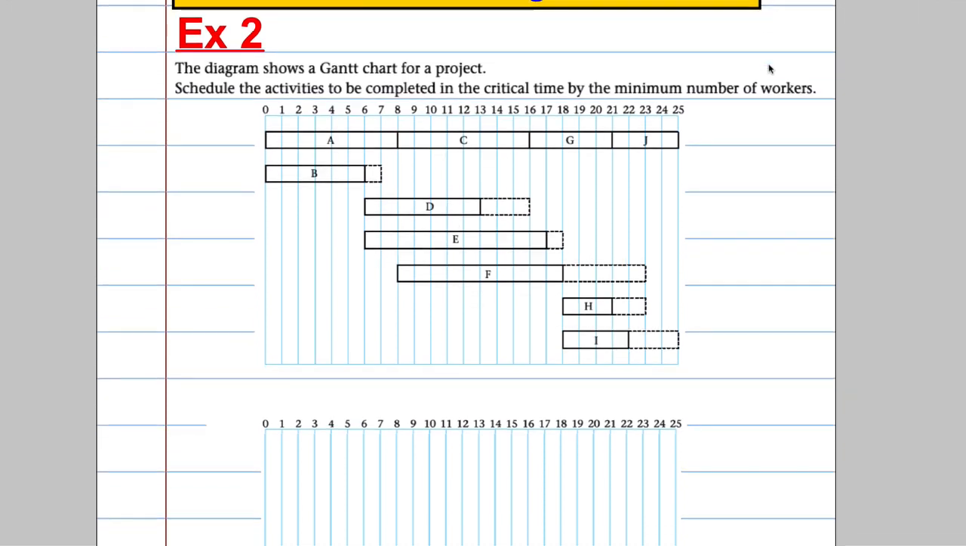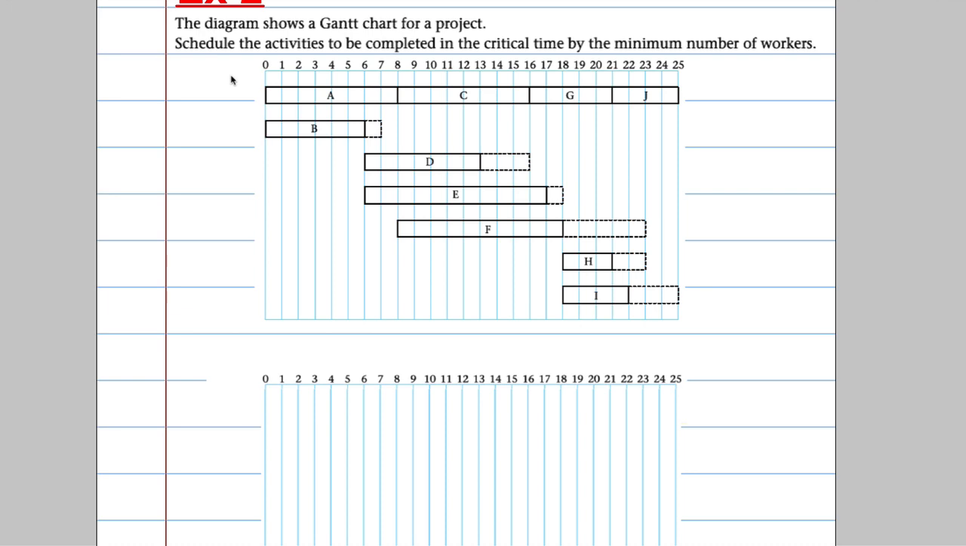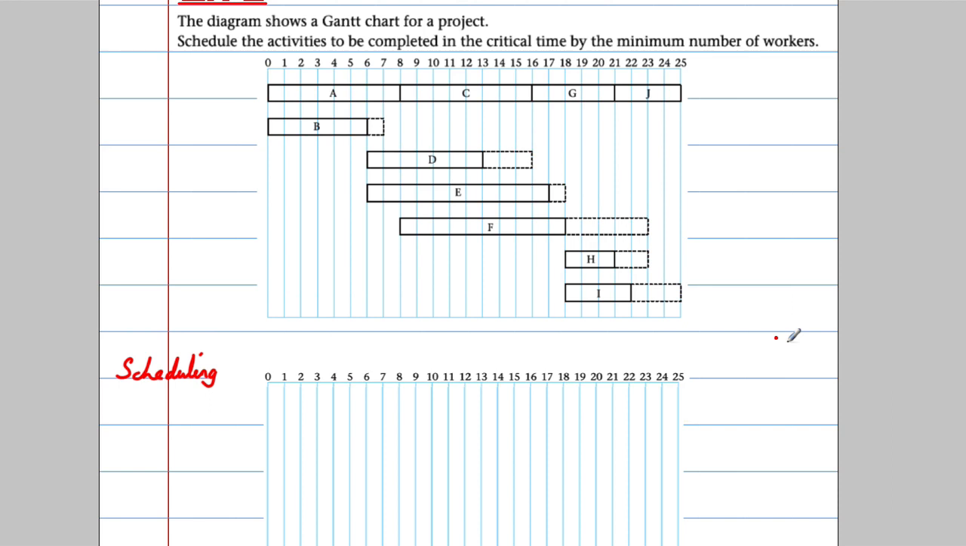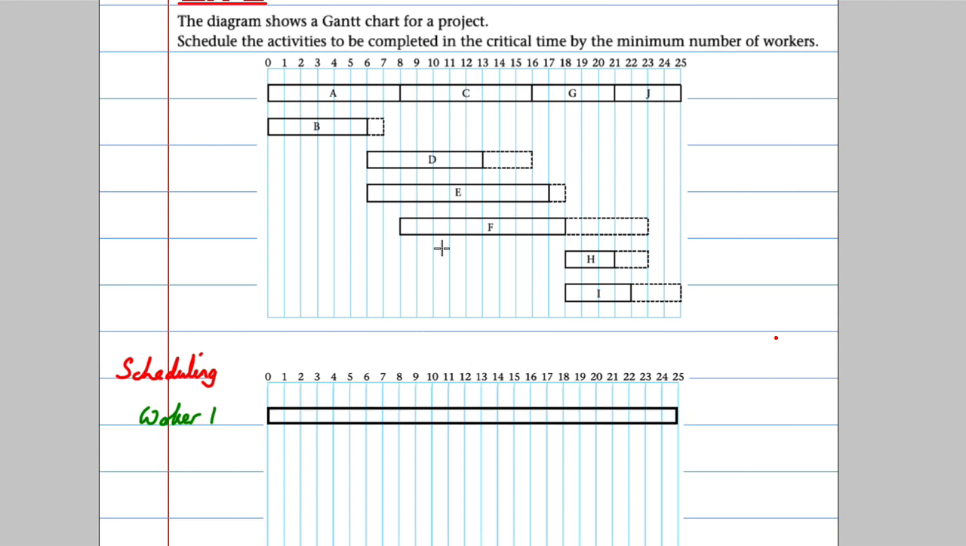So let's try and schedule this. Now the first thing is, if we do a scheduling diagram, it's going to look similar to our Gantt chart. We'll just call it a scheduling diagram. And what I've got is 0 to 25, and I've got a long list of columns like that. Now obviously you're going to need a worker for the critical activity. So worker 1 is going to be the critical one. So I'm just going to draw that out very quickly. It's going to go 0 all the way to 25, and it's going to have the various elements.